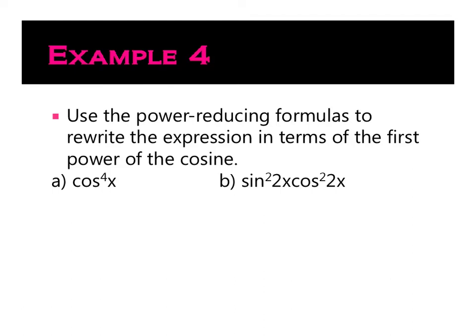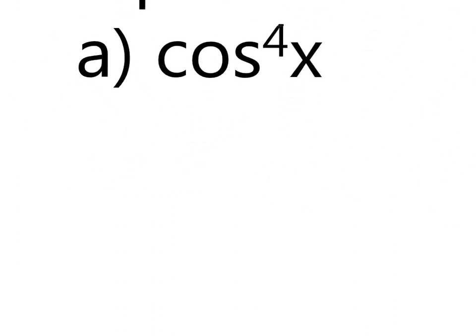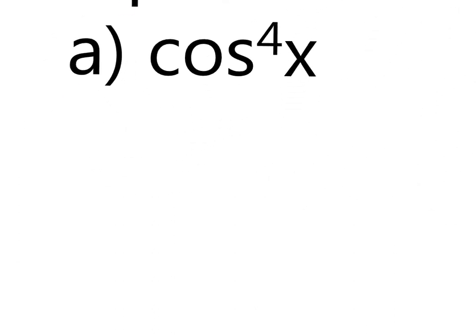Alright, use the power reducing formulas to rewrite the expression in terms of the first power of the cosines. Let's take a look at this first one. So here what I'm going to do is rewrite it in such a way that I have cosine squared theta times cosine squared theta. Because wouldn't you agree that that's cosine to the 4th power? Don't you agree? Yeah? Okay, good.